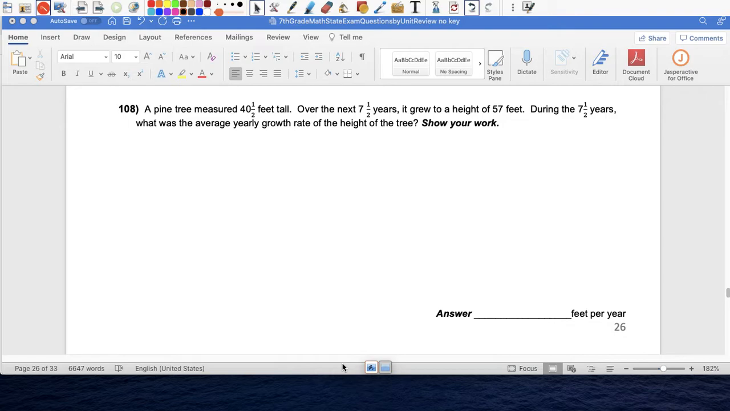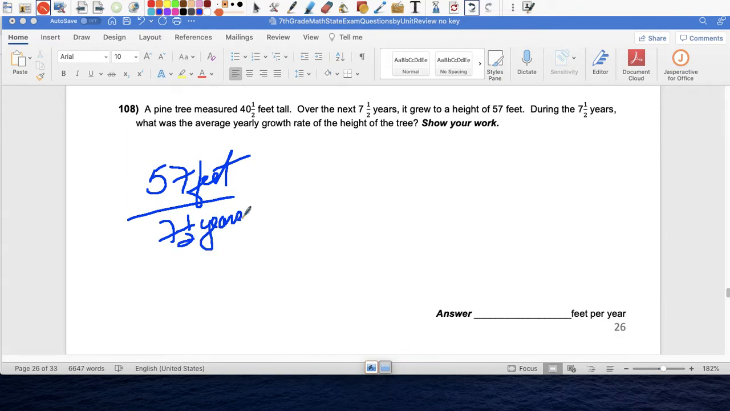Yearly growth of the rate of the height of the tree. So the tree grew 57 feet. Let me understand this. The tree grew 57 feet in 7.5 years. So we want the growth per year. Again, just a unit rate problem. How much did it grow in 1 year?